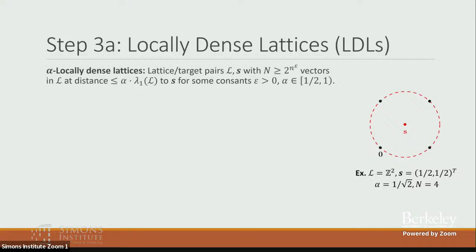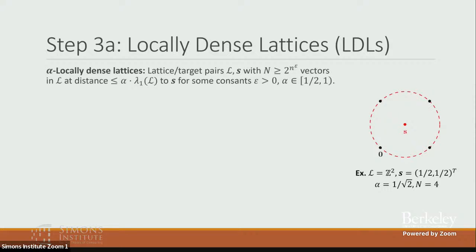Any such alpha in this range is good enough to make this reduction work. So alpha being smaller is better. Alpha can't be less than a half just by the triangle inequality. If you have two lattice vectors, each at distance 0.3 lambda 1 to your target, then the distance between them is at most 0.6 lambda 1.